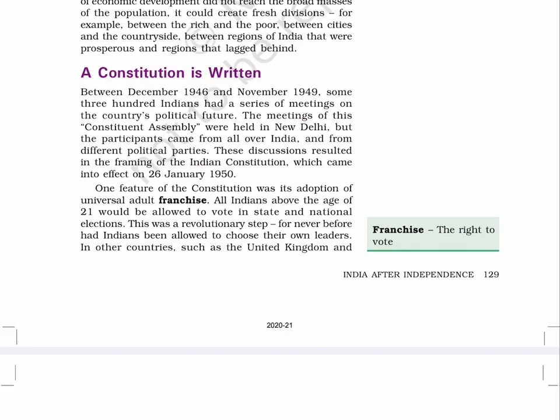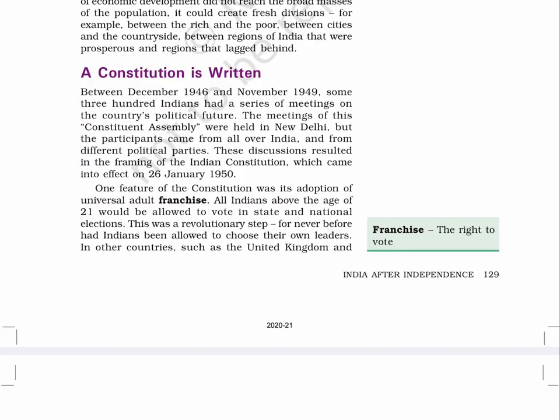One feature of the Constitution was its adoption of universal adult franchise. All Indians above the age of 21 would be allowed to vote in state and national elections. This was a revolutionary step, for never before had Indians been allowed to choose their own leaders. In other countries, such as the United Kingdom and the United States, this right had been granted in stages.